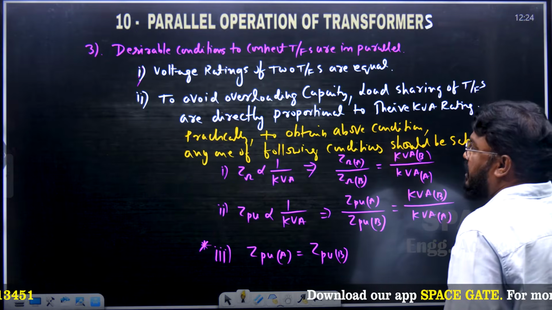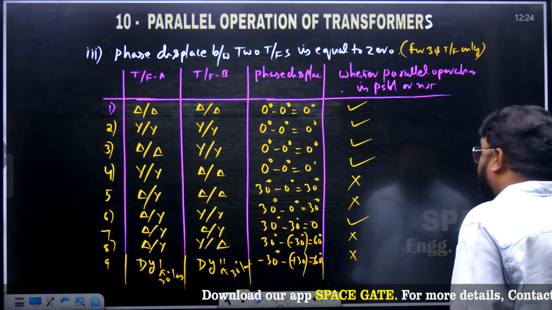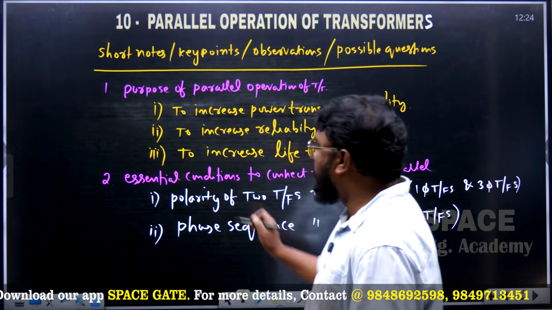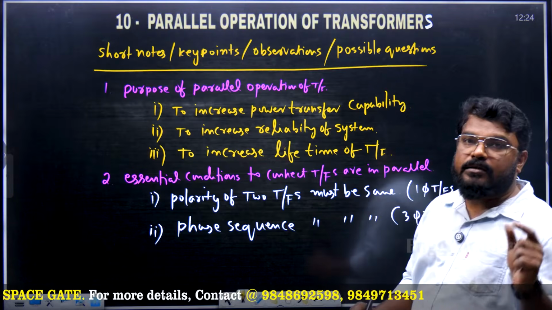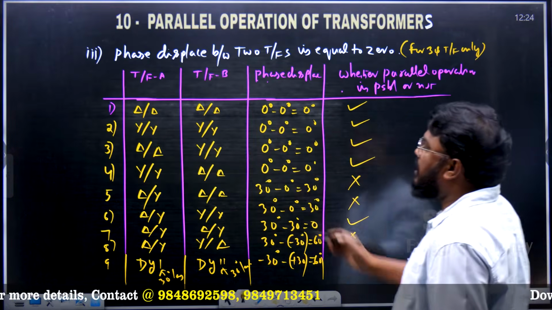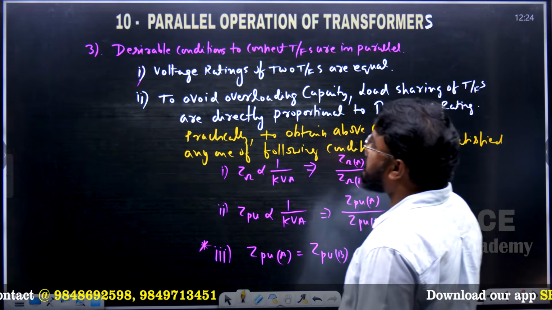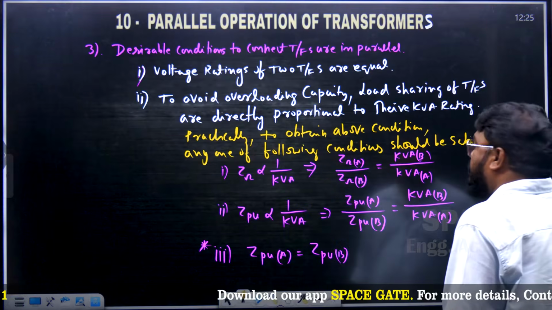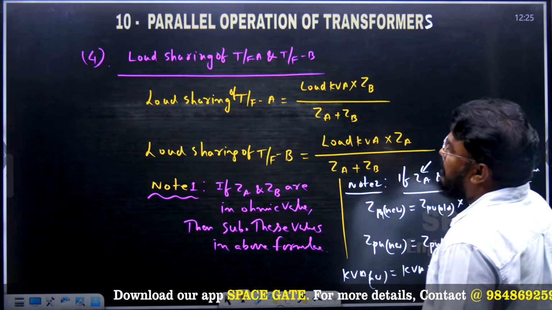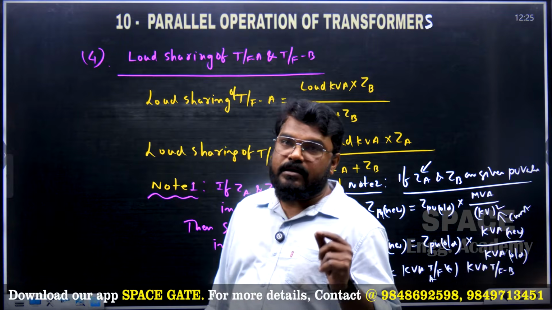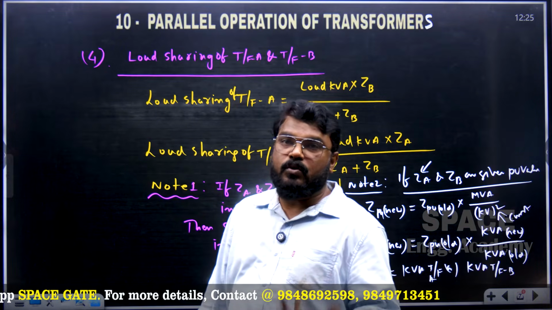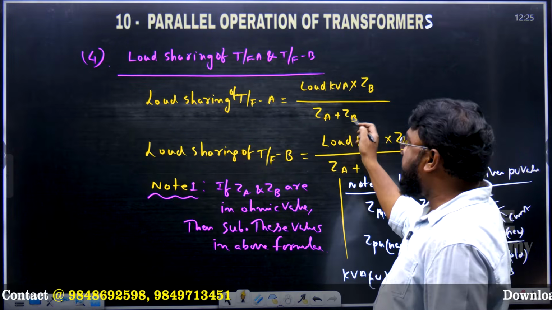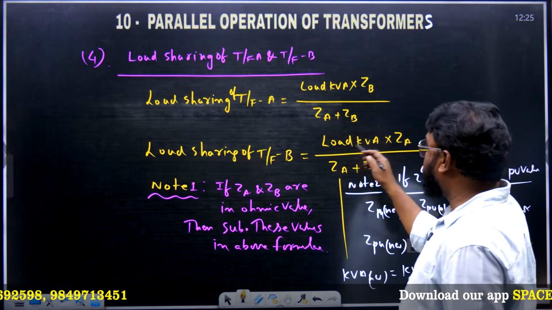I repeat once again all the points. And first point, ఫస్ట్ అబ్జర్వేషన్ ఏంటి, పర్పస్ ఆఫ్ ద ప్యారలల్ ఆపరేషన్. అండ్ సెకండ్ వన్ ఈజ్ essential conditions to connect the transformers in parallel. And third observation, desirable conditions to connect the transformers in parallel. And the fourth one, load sharing of the two transformers: load sharing of transformer A is equal to load kVA into ZB by ZA plus ZB, load sharing of transformer B is equal to load kVA into ZA by ZA plus ZB.